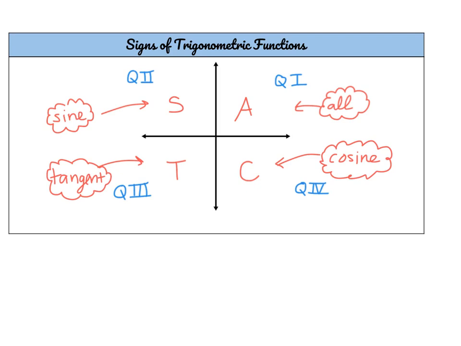So maybe on the top of your paper when you're doing the homework or on the top of a test or quiz, you want to quickly draw out this little ASTC, and it will remind you which functions are positive in each given quadrant. So that means in quadrant 2, cosine and tangent are negative. In quadrant 3, sine and cosine are negative. And in quadrant 4, sine and tangent are negative.